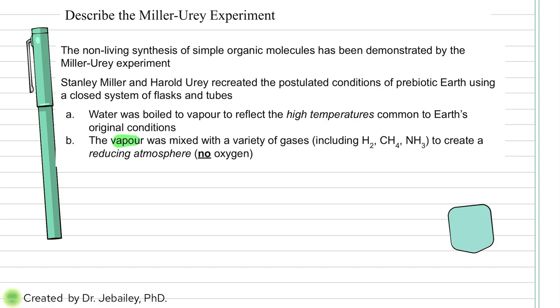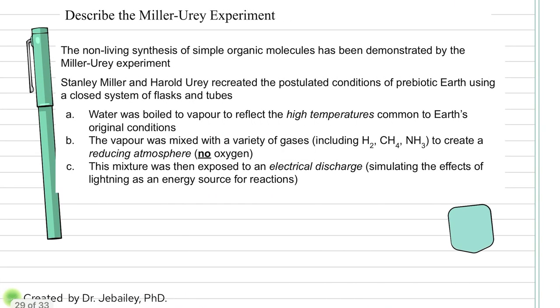Then what happened to that vapor? They mixed that vapor with different gases such as hydrogen, methane, ammonia, all this stuff, because that was the atmosphere back then. You want to make sure that you're creating that atmosphere where there was no oxygen. So water vapor was mixed with these compounds. Remember, there was no oxygen in the atmosphere. This mixture of water vapor with these gases was passed through electric discharge. Why? Because there was a lot of what? Lightning. There was a lot of lightning back on the earth. So the lightning is hitting this mixture.